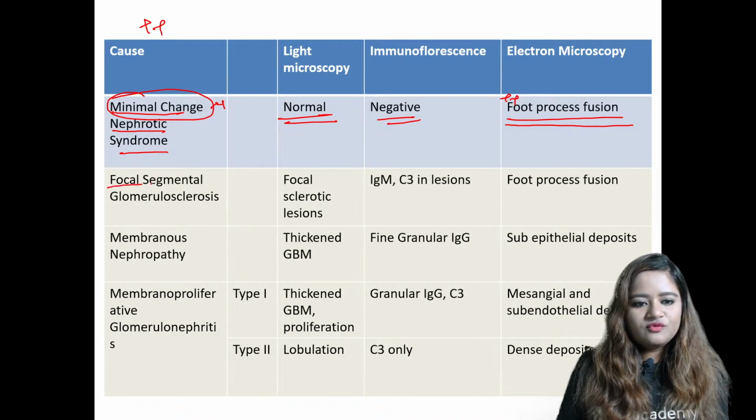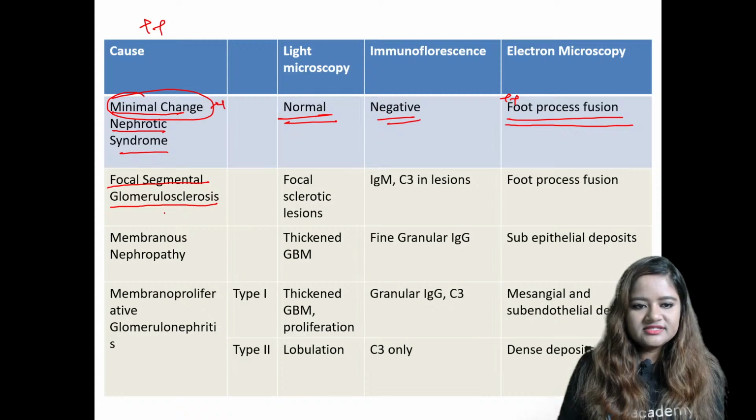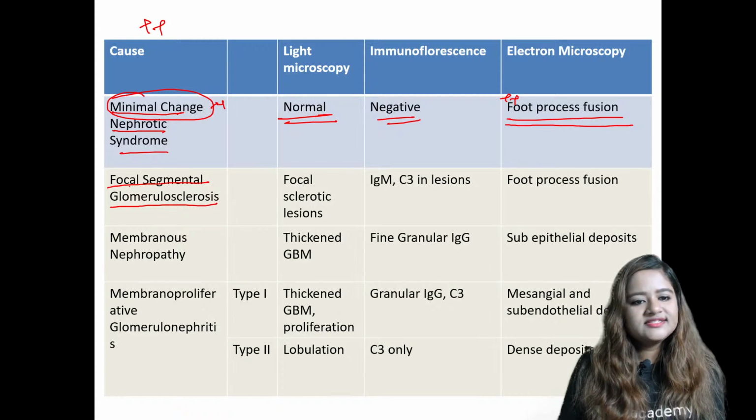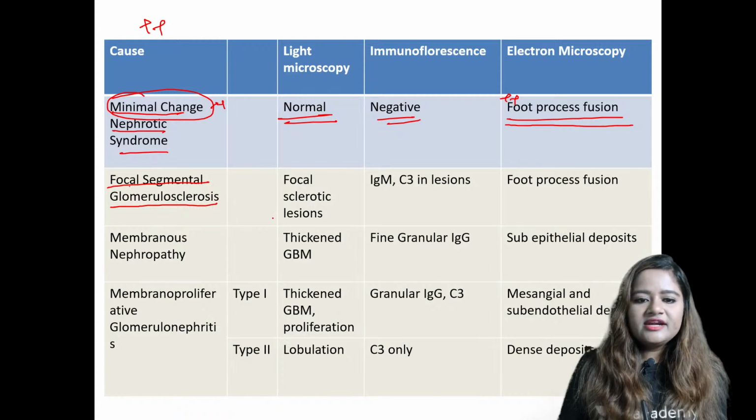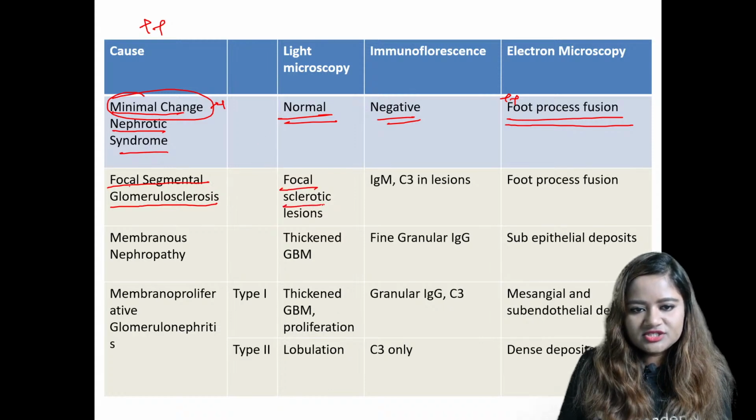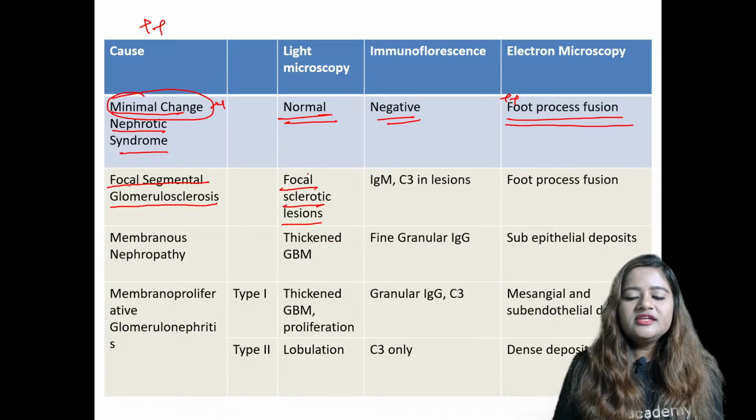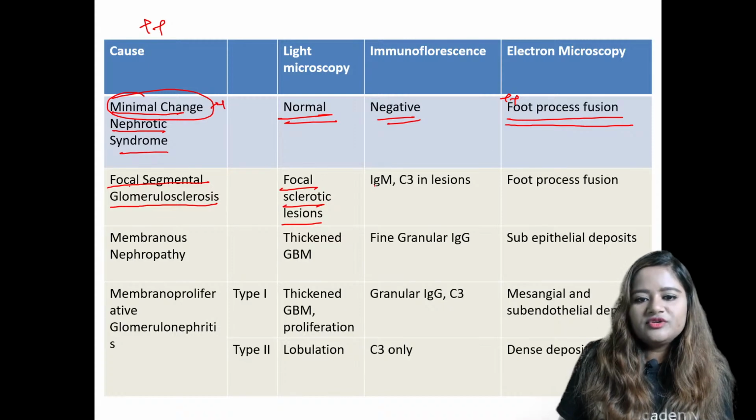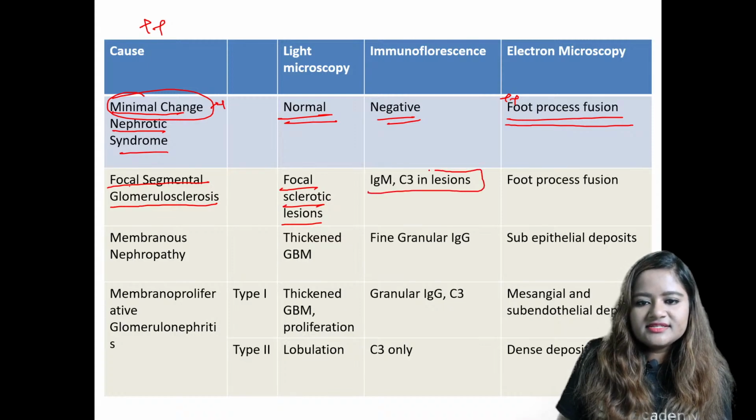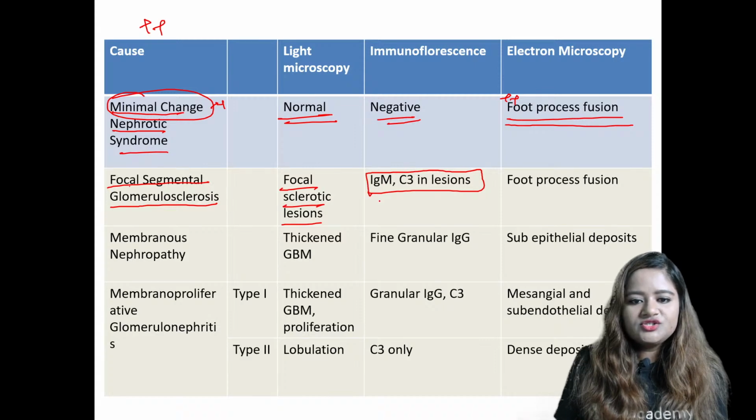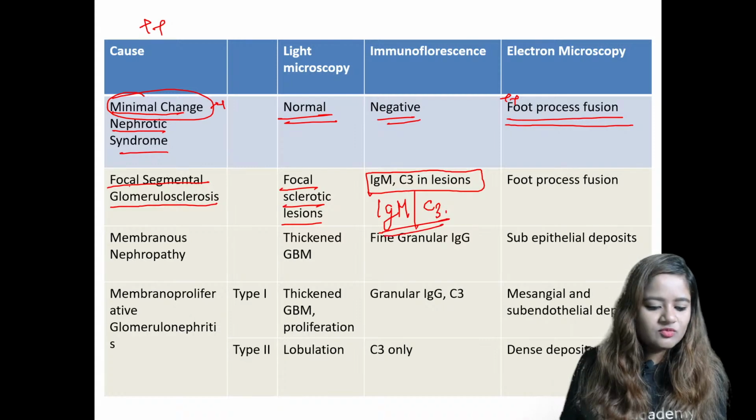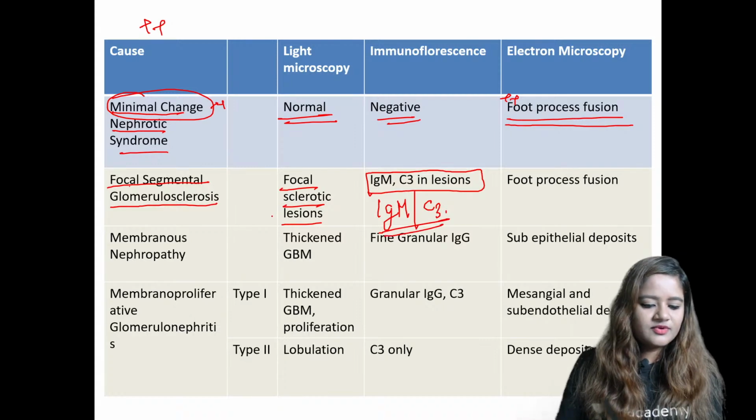Alright, then we have focal segmental glomerulosclerosis. As the name says, it is focal and segmental. That means in light microscopy, you will find that in some areas there are focal sclerotic lesions. Why is this focal sclerosis happening? Because in immunofluorescence you can see that there are certain deposits present. Deposits of what? IgM and C3, okay. C3 is the most common complement that gets deposited.